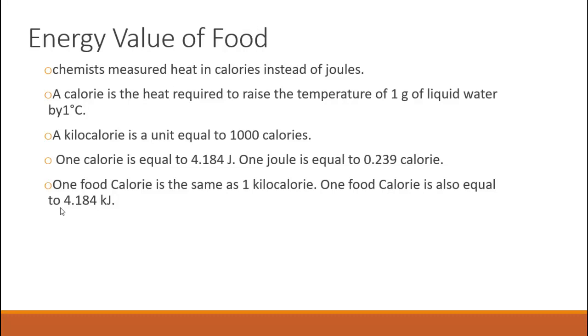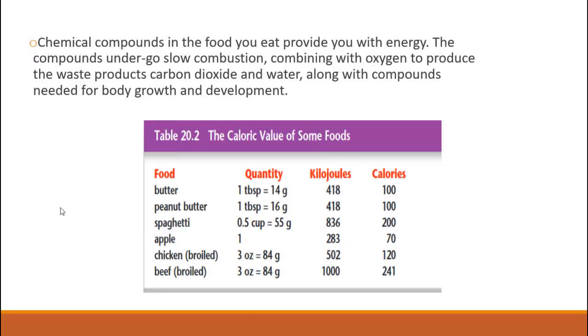For example, fat provides about 9 calories per gram, but carbohydrates and proteins provide about 4 calories per gram. This table shows the caloric value of some foods. A quantity of 1 tablespoon of butter equals 100 calories, and 1 tablespoon of peanut butter, which is 16 grams, is also equal to 100 calories, and 84 grams of beef is equal to 241 calories.